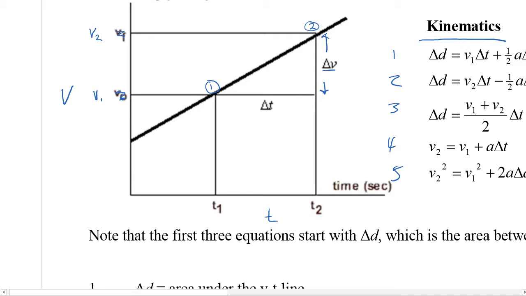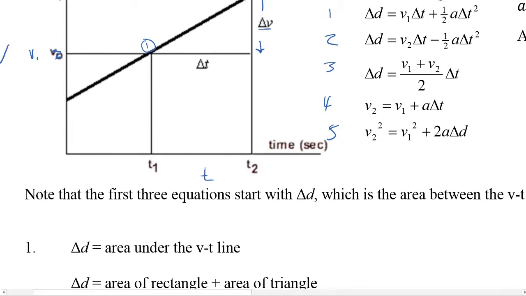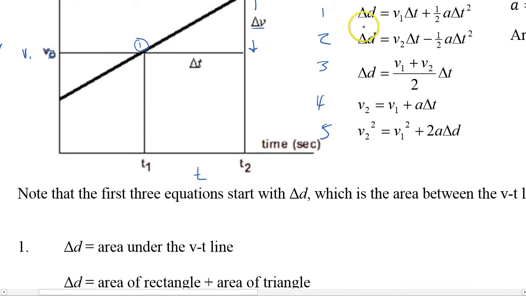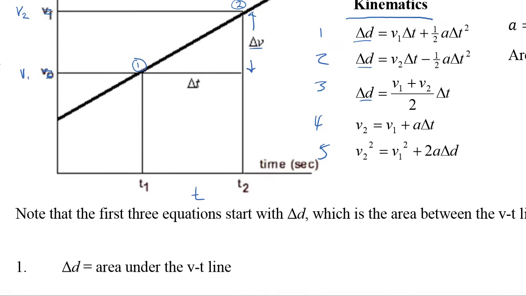All right, so let's start off and we're going to start looking at the first, notice in the first 3 equations that they all are solving for delta D. And so on a VT graph, our previous lesson was just saying that delta D is the area under the VT line. So what we're going to do is we're going to find 3 different ways to figure out the area under the VT line.